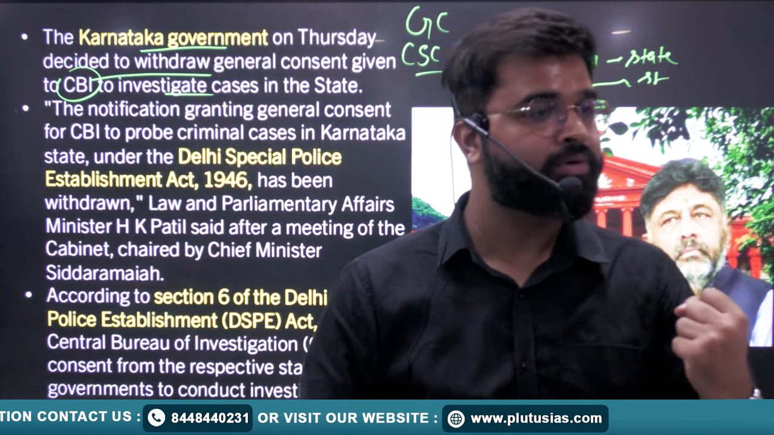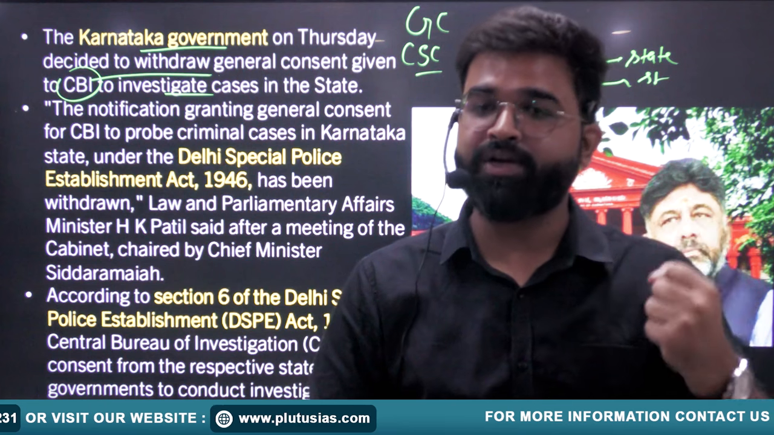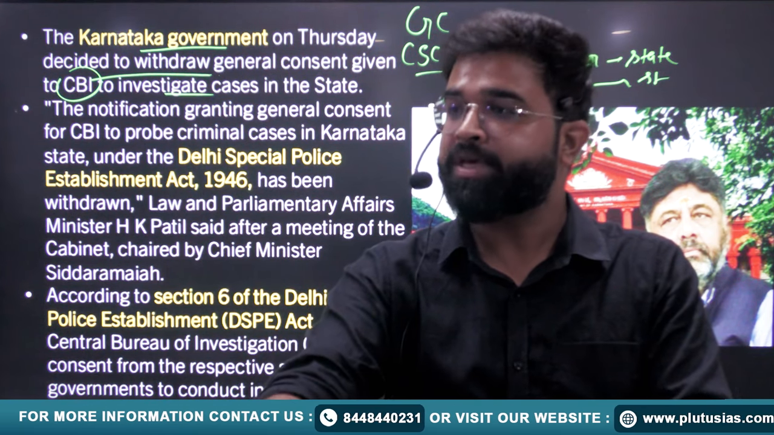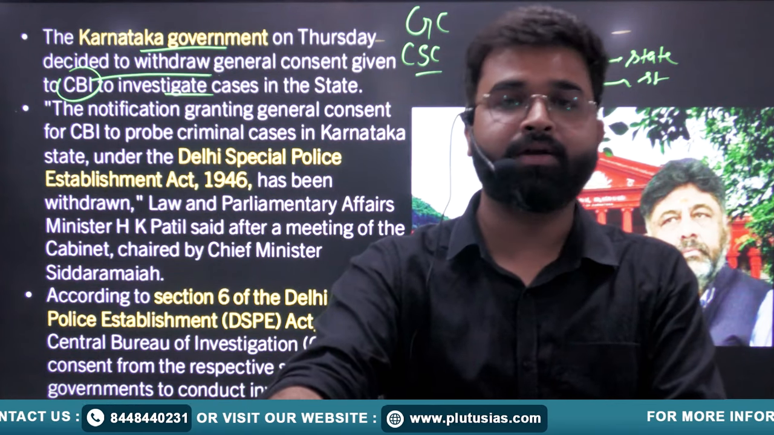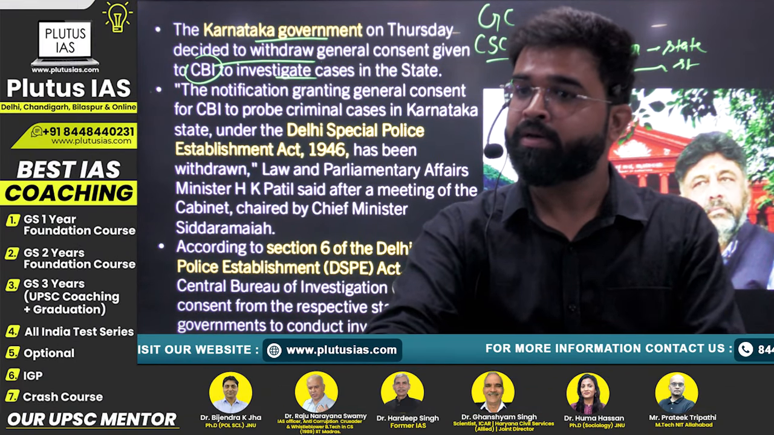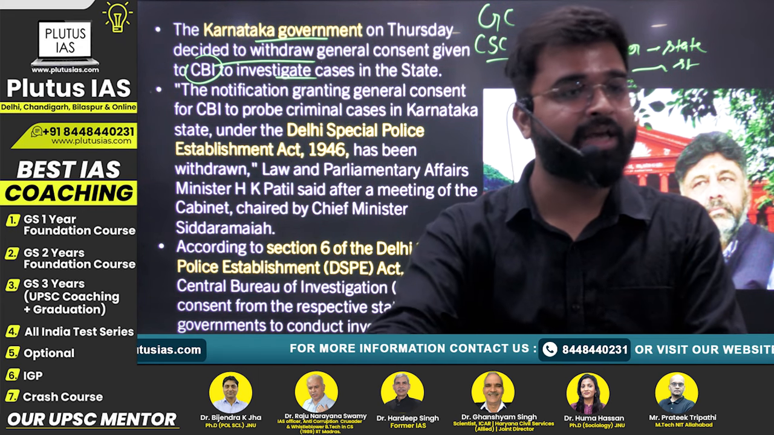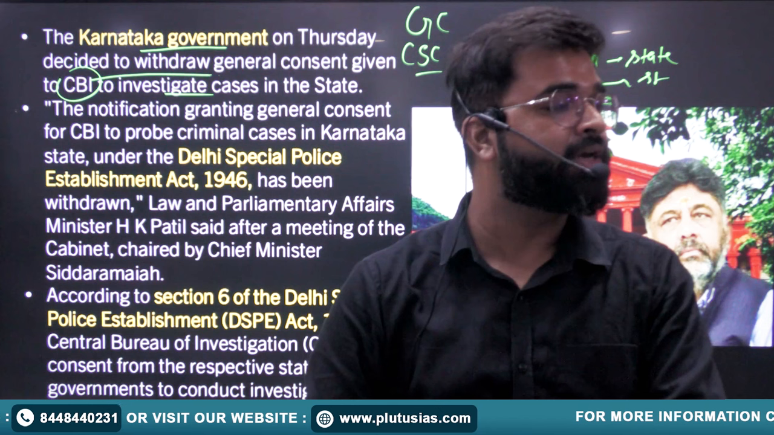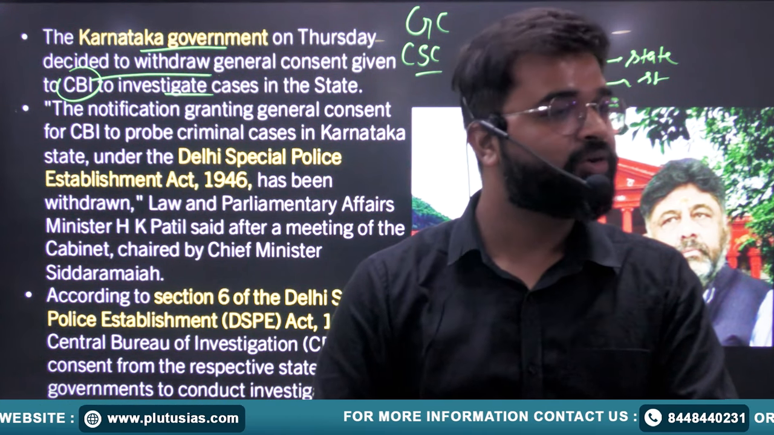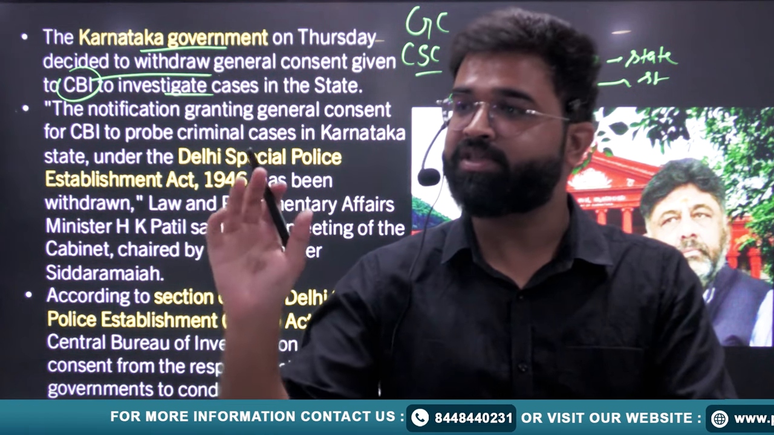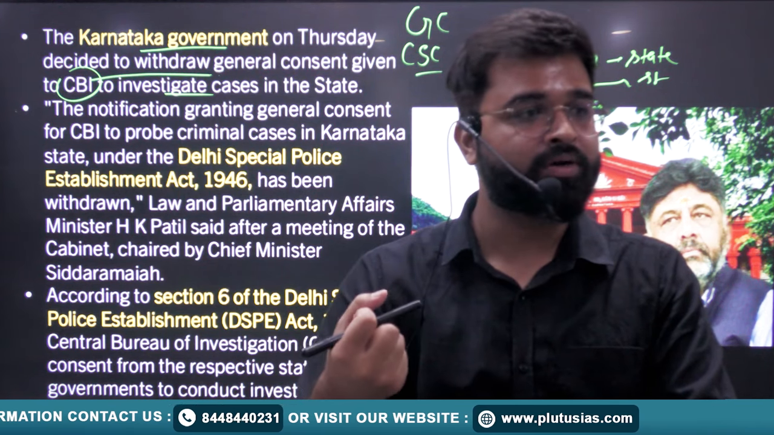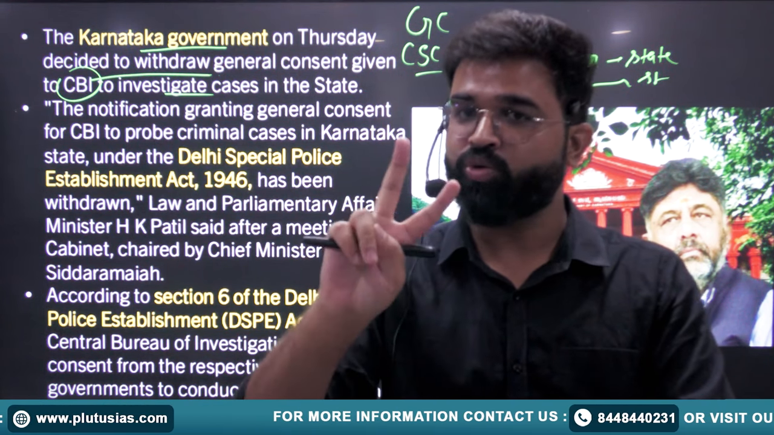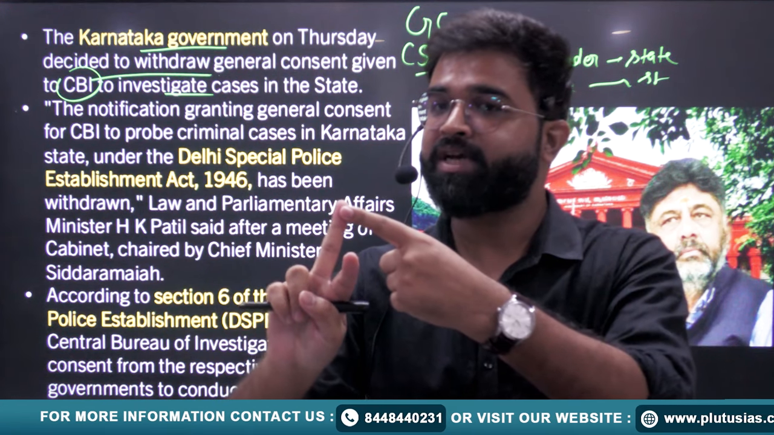But what if general consent is withdrawn? Just like the Karnataka government withdrew this general consent, then every time CBI officials enter the state of Karnataka, they have to take permission from the state government to investigate any crime or any matter. Otherwise they will lose the authority of being a police agency. You got the idea? Why? Because police and law and order is a state subject. So if general consent is withdrawn, then they have to take case specific consent from the state government. So only two things are important: general consent and case specific consent.